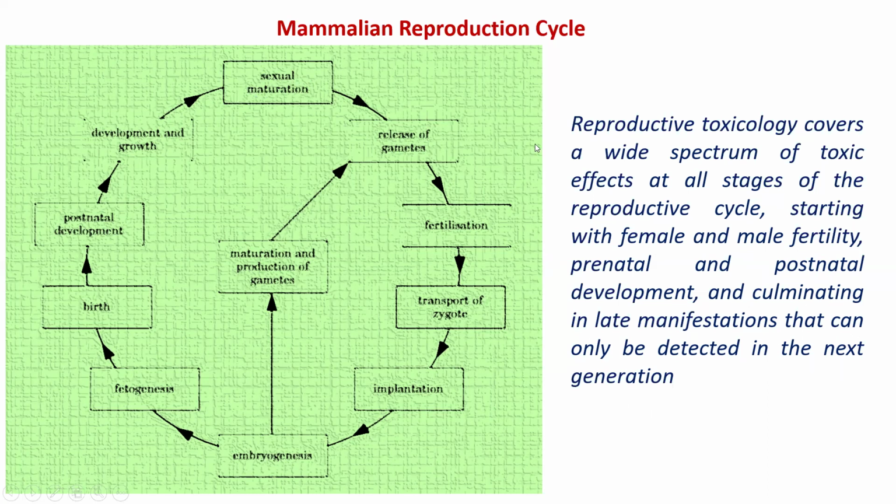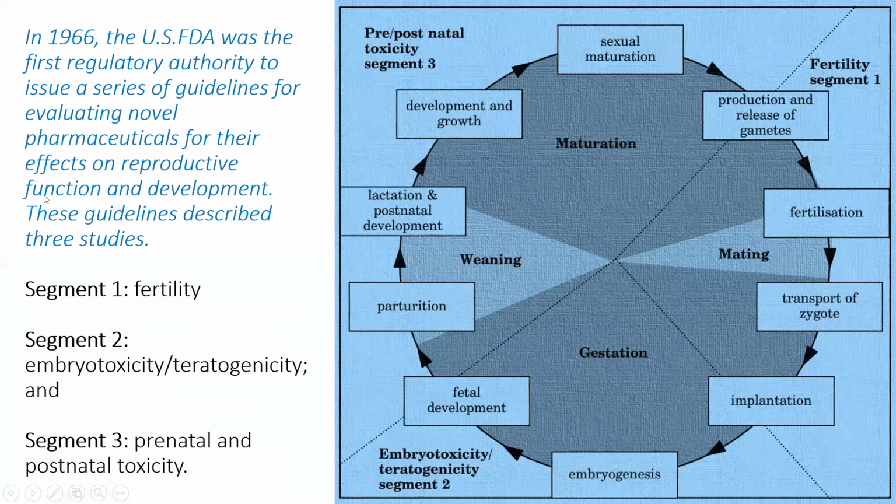So it is a complex phenomenon, and a toxicant can affect any stage of this reproductive cycle. Based on this, in 1966, the US FDA was the first regulatory authority to issue a series of guidelines for evaluating novel pharmaceuticals for their effects on reproductive function, and this guideline describes three studies.